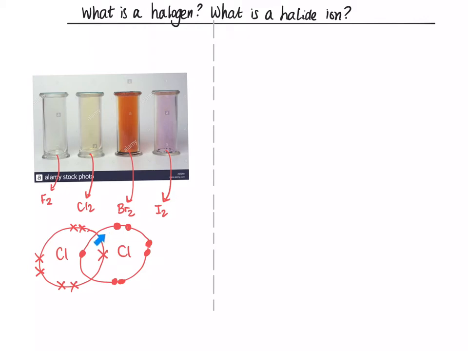And the reason for that is they form a covalent bond between atoms. So chlorine has 7 electrons in its outer shell, 1, 2, 3, 4, 5, 6, 7. And when it forms a covalent bond with another atom of chlorine, it has a share of 8 electrons, 1, 2, 3, 4, 5, 6, 7, 8. So all the halogens, F2, Cl2, Br2 and I2 go around in pairs.